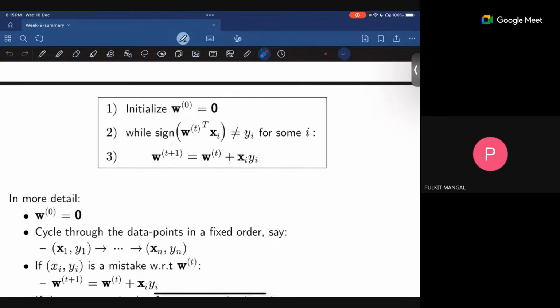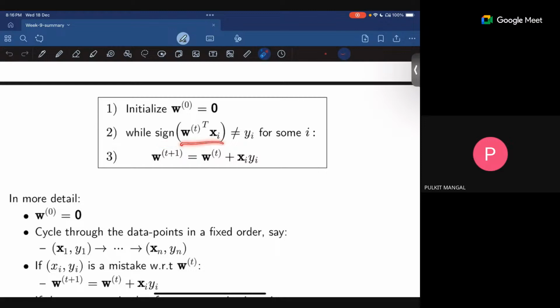Next, there are 3 steps in Perceptron. First, we initialize our weight vector. Generally, we initialize it to the 0 vector, in the same space in which our data points are lying. Unless it is specifically mentioned that you have to start your perceptron algorithm with some weight vector, we will initialize it to the 0 vector.